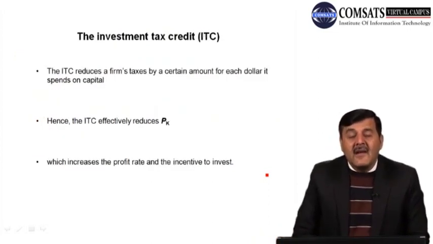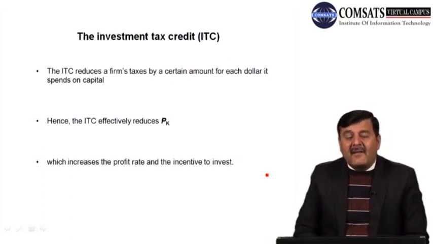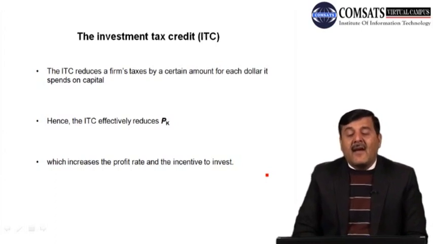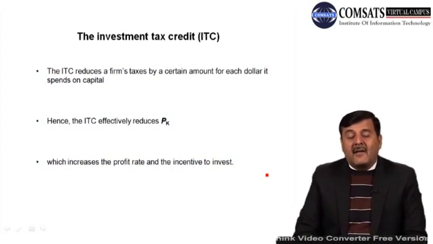Second is the investment tax credit. The investment tax credit reduces a firm's taxes by a certain amount for each dollar it spends on capital. So this is basically an incentive for the investors to invest more. If the government introduces investment tax credit for the firms, then of course it spends more on capital.